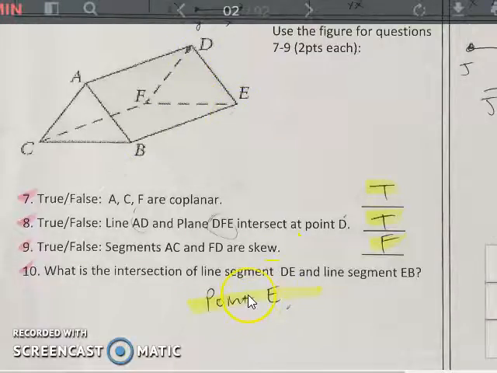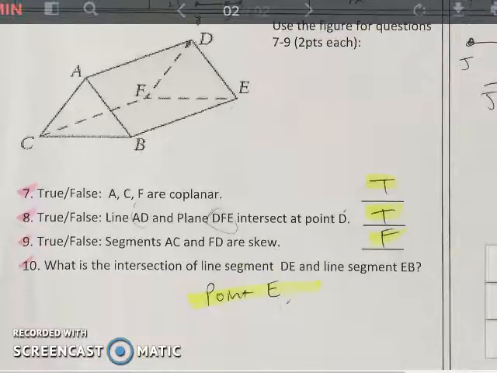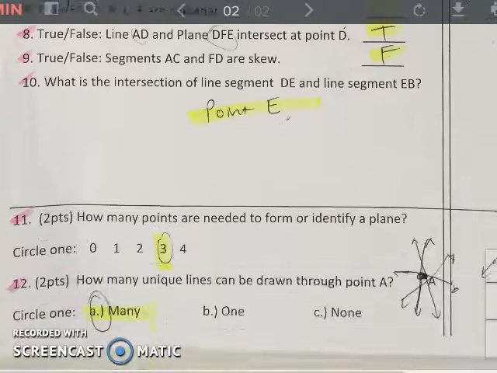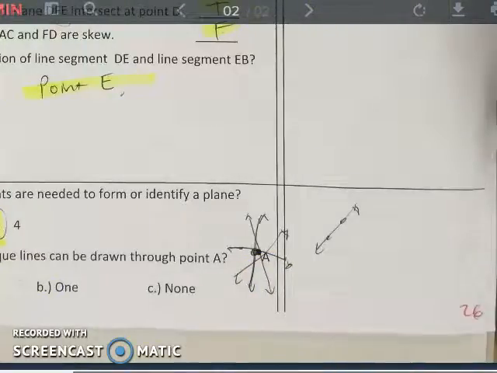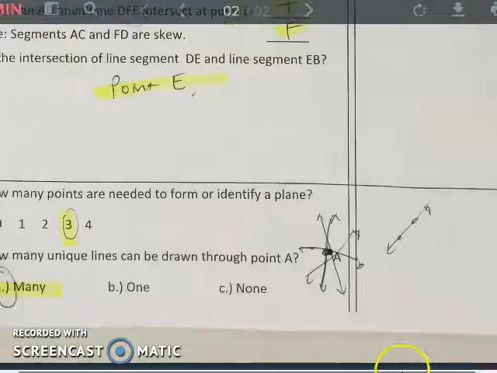So if I didn't grade all of your problems, I didn't grade the multiple choice and the free response, you can go ahead, multiple choice of the true and false, you can also grade yourself to see what you have gotten. Question number 11, you need at least 3 points to form a plane. And question number 12, how many unique or only one line can be drawn through point A? Well, you'll notice that you can draw a lot of lines through there. The answer is many. That side was worth 26 points, and the quiz was out of 40.